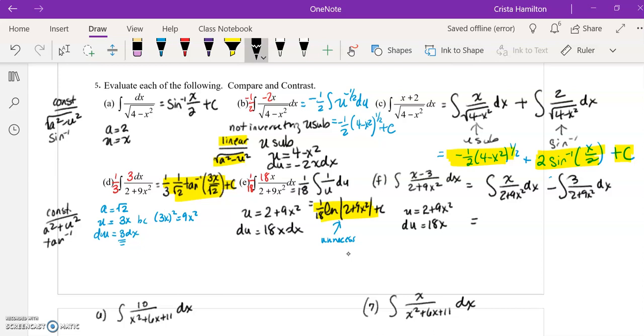And so the first one we just integrated over in E would give us 1 over 18 natural log of 2 plus 9x squared. Then here, minus, notice that I didn't have to do a corrector because it had a 3 in it. So this actually just ends up being minus 1 over square root of 2, inverse tangent of 3x over square root of 2, plus the c that we had, and that will finish that problem out.